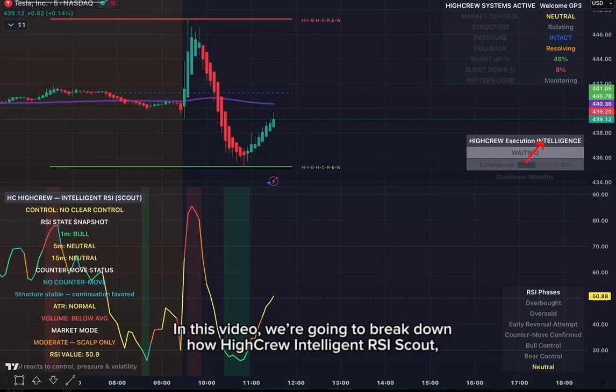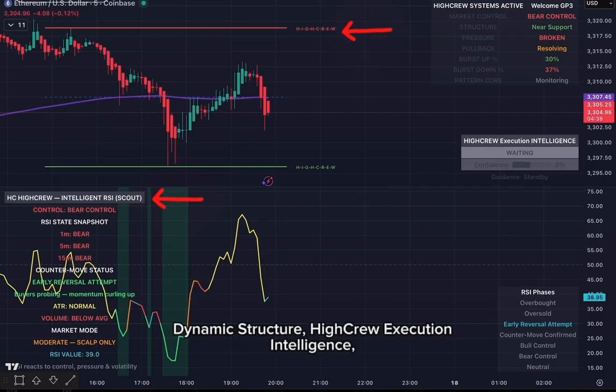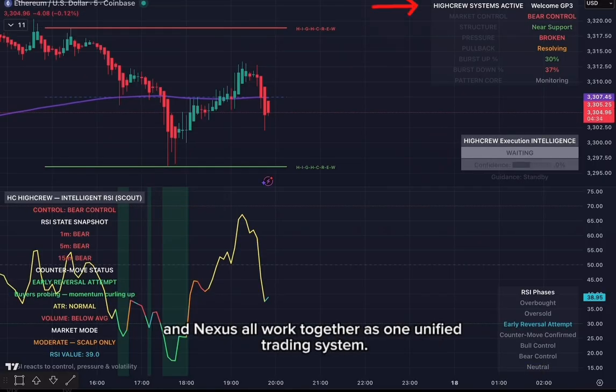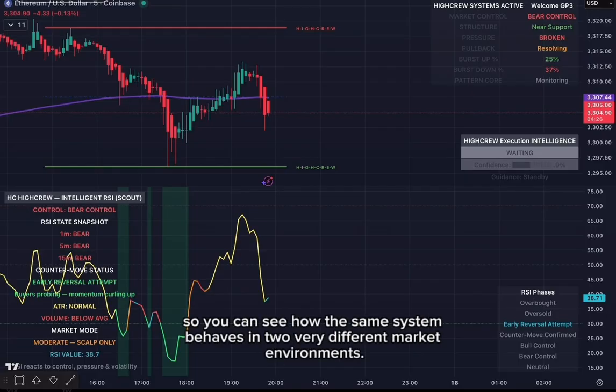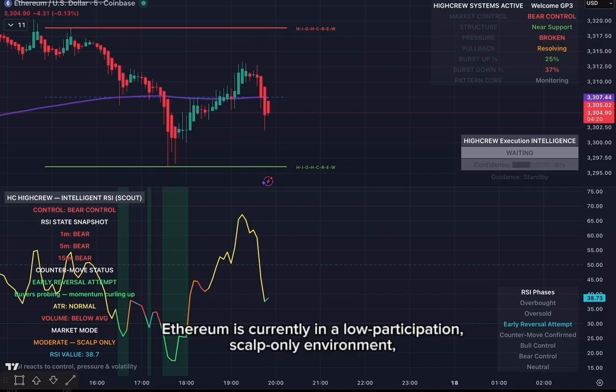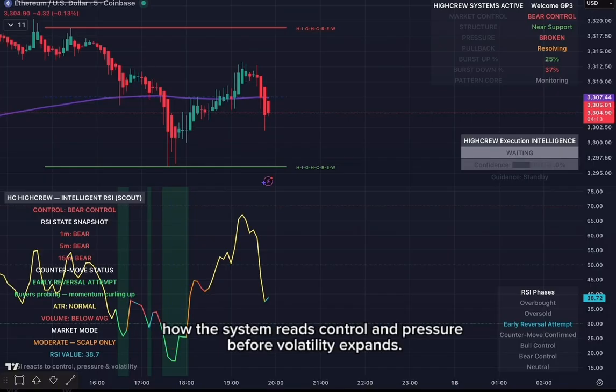In this video, we're going to break down how Haiku Intelligent RSI Scout, Dynamic Structure, Haiku Execution Intelligence, and Nexus all work together as one unified trading system. We're going to start on Ethereum, and then later move over to Tesla, so you can see how the same system behaves in two very different market environments.